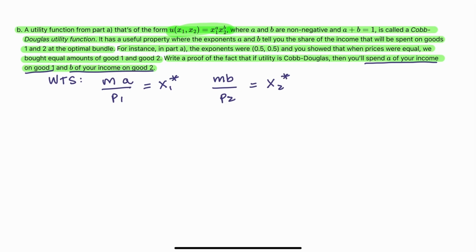That is, we're going to spend mb, that's our expenditure on good 2, which is otherwise known as x2 times P2.